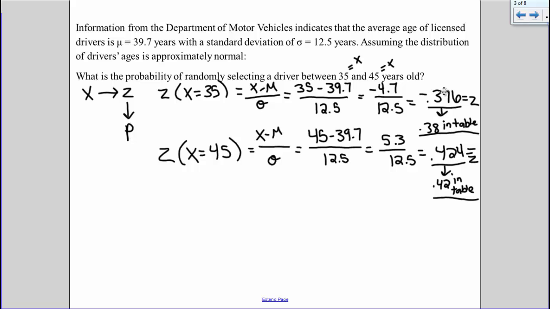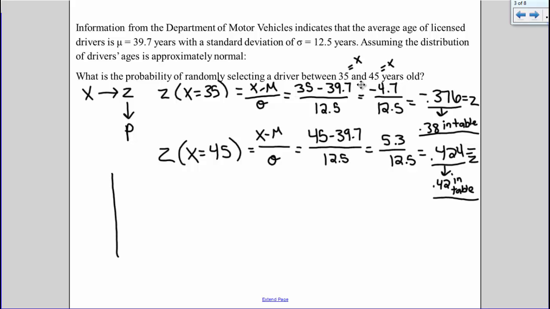This is a negative z-score, and that makes sense because 35 is below the mean of 39.7. 45 has a positive z-score, and that makes sense because 45 is larger than the mean of 39.7. And you can also see that these z-scores are relatively small because 35 and 45 are not that many standard deviations away from the mean. Or in other words, they're not even 12.5 away from 39.7.